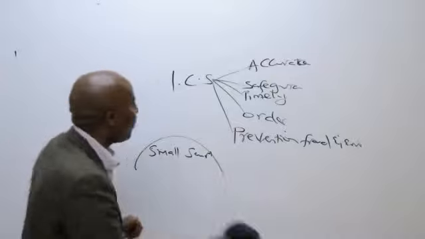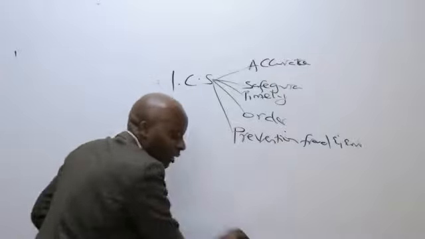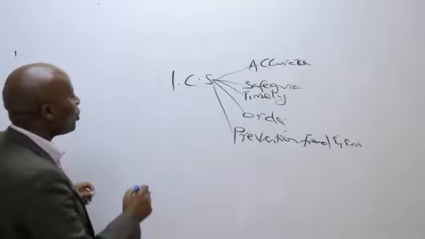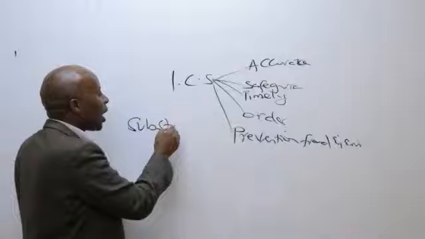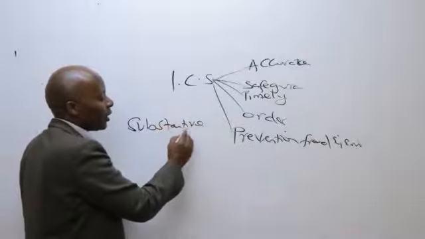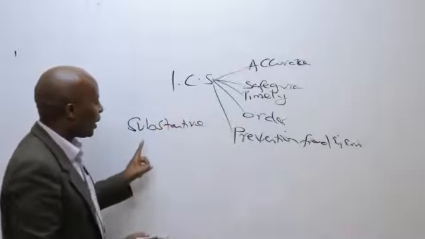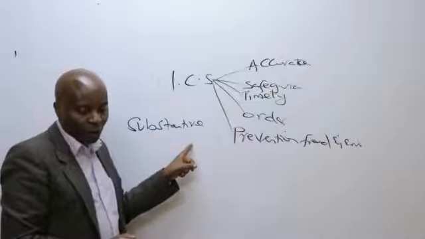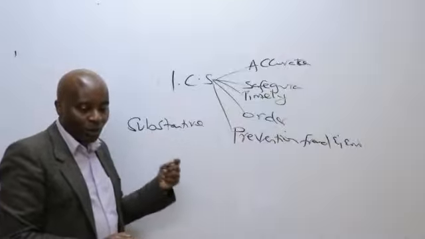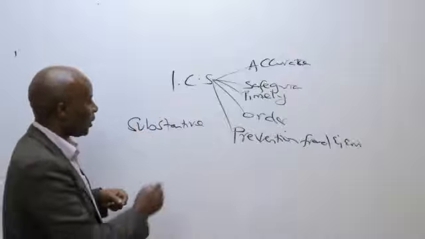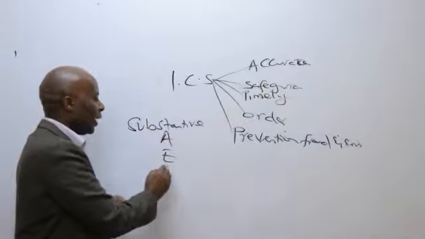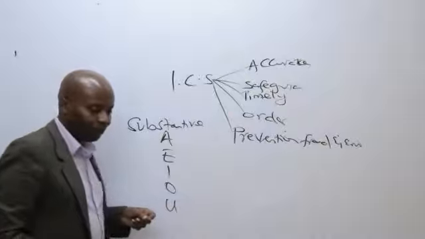But ladies and gentlemen, what if the internal control systems are not working? Then I have to do a lot of work, what we call substantive tests. Substantive, of course, comes from the word substantial. The moment I realize that your internal control systems are not working at all, I'll have to engage in the substantive tests, which we normally call R, A, E, or U.